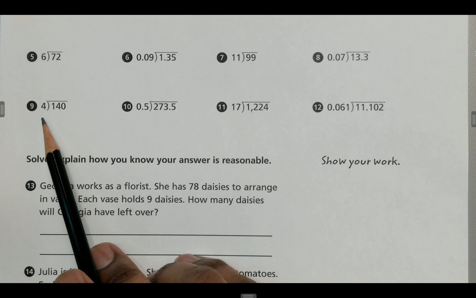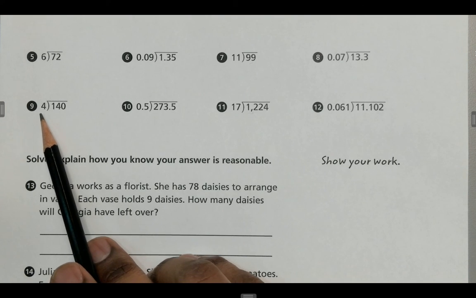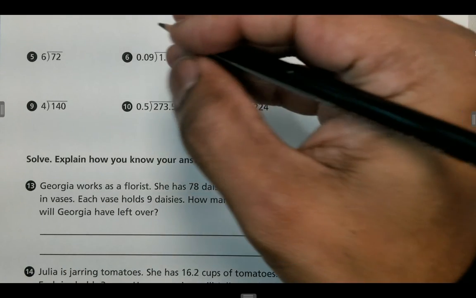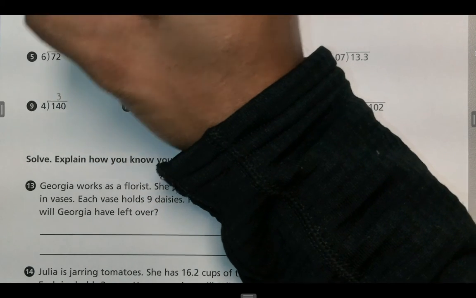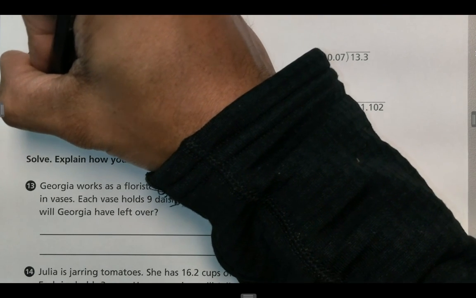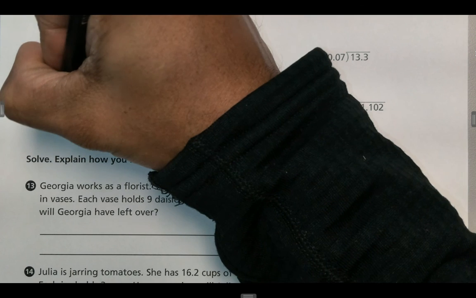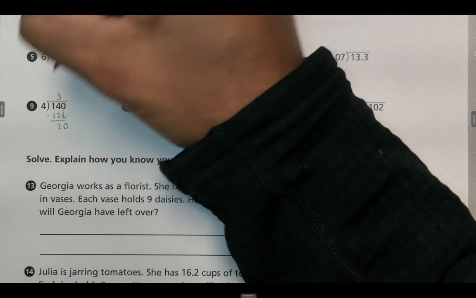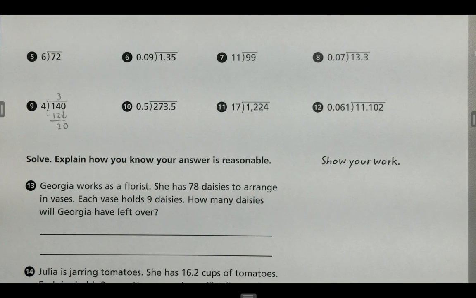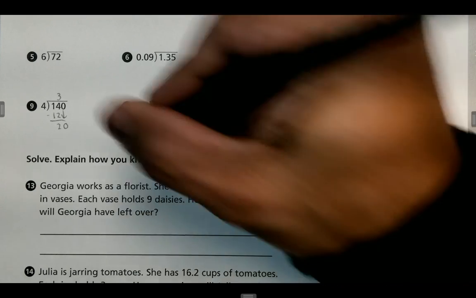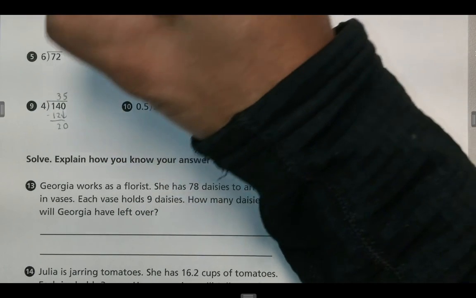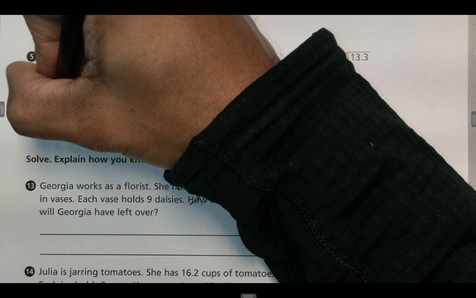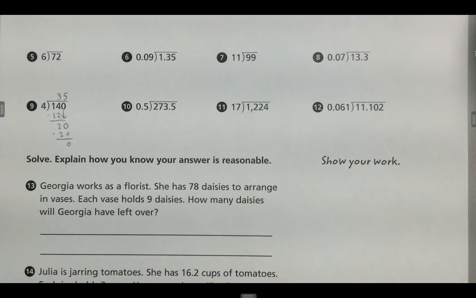Number 9, 140 divided by 4. We're going to find how many times 4 goes into the 14. 3 times. 4 multiplied by 3 is 12. Let's subtract. 14 minus 12 is 2. Bring down the 0, and the new number that's formed is 20. Find. 4 goes into 20 5 times. Multiply. 4 multiplied by 5 is 20. Subtract. Nothing left over, nothing to bring down. We have our answer.